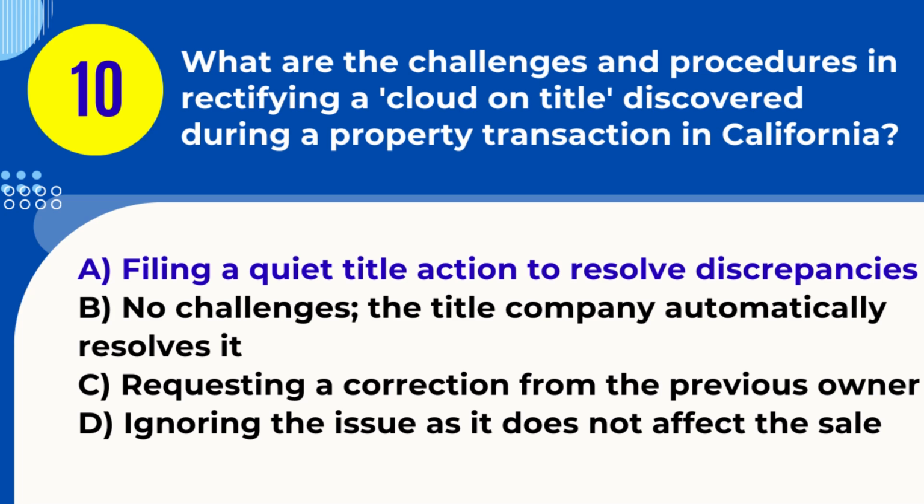Answer: A. Filing a quiet title action to resolve discrepancies. Explanation: rectifying a cloud on title in California typically involves filing a quiet title action to clear any discrepancies or claims against the property that may affect ownership.